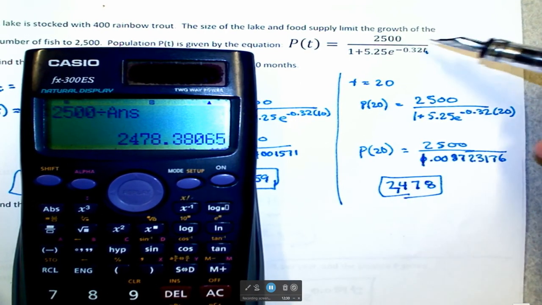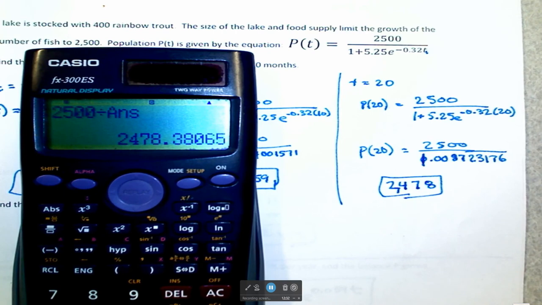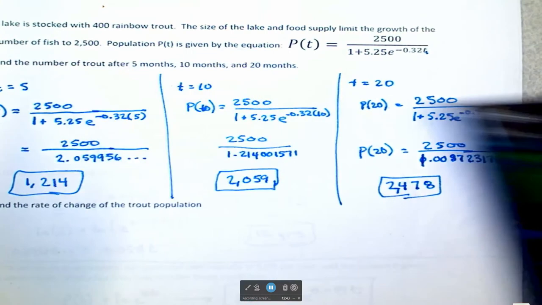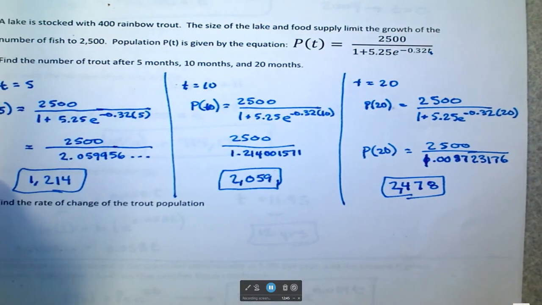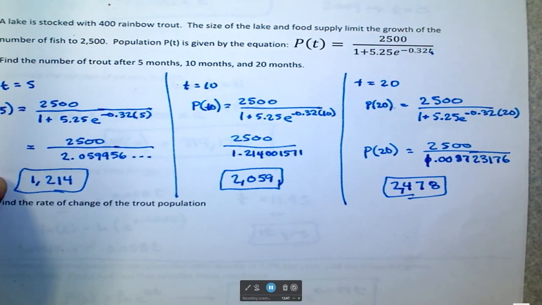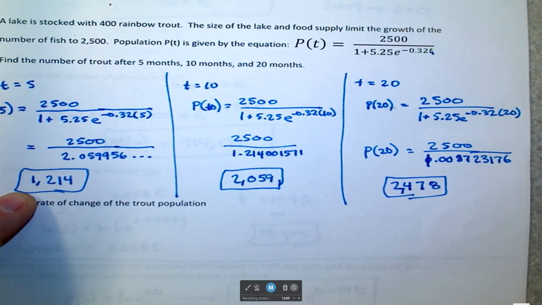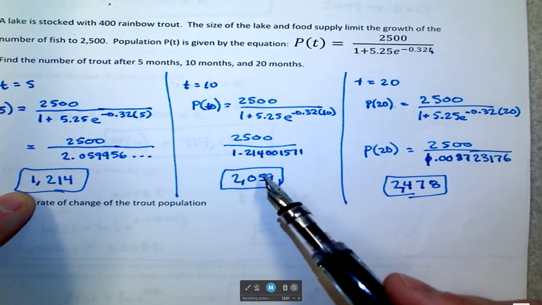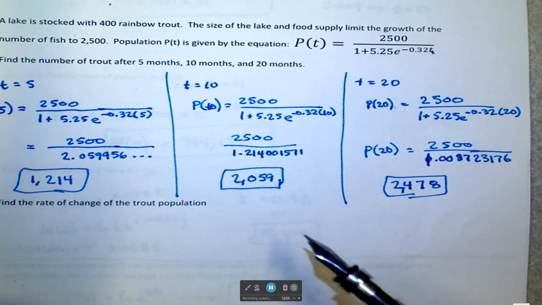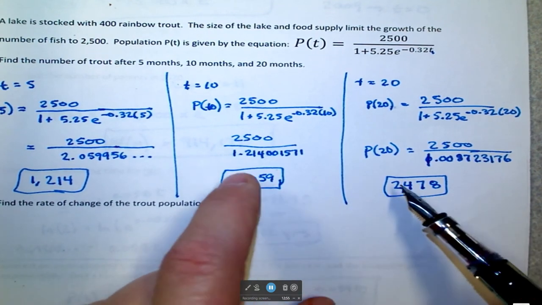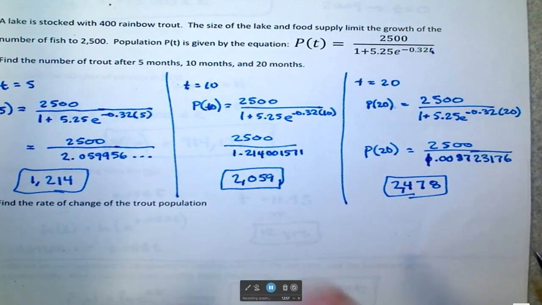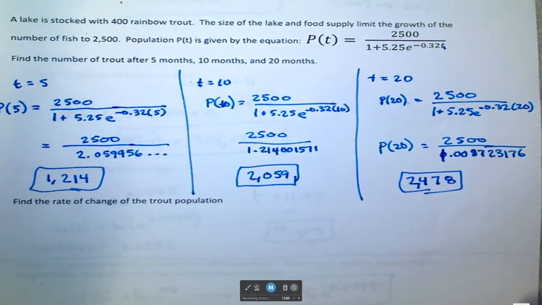And what do we see? We're getting really close to that limit of 2,500. If we went to 30 months, we'd see a few more fish, but pretty much we'd hang right around that 2,500 number. So that's a limited growth model. From time 0 to 5 months, huge growth, 1,200 fish. From 5 months to 10 months, we see 600 new fish. And from 10 months to 20 months, we see 400 new fish. Why? Because we're hitting that limiting number.